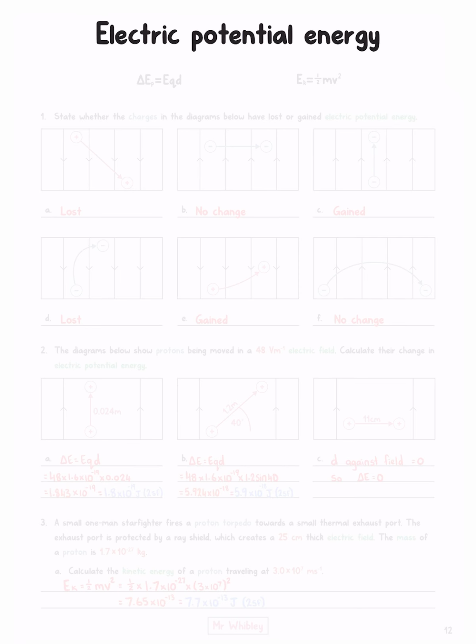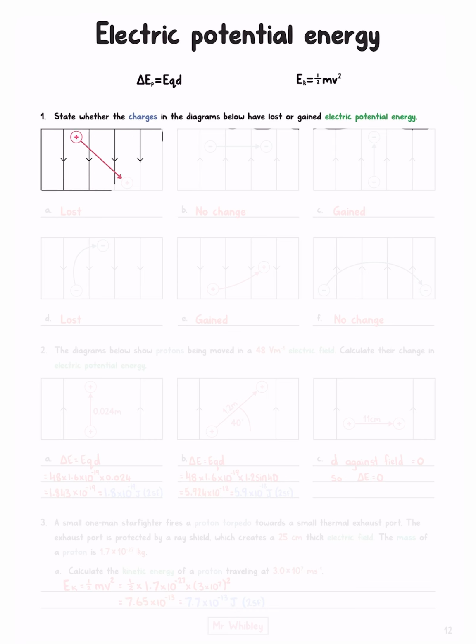Electric potential energy. Question 1. State whether the charges in the diagrams below have lost or gained electric potential energy. In our first diagram, we have a positive charge moving with an electric field. Positive charges experience a force in the direction of the electric field, and so to store energy in the electric field, we would need to move against this force. Because we're instead moving with the force, we have lost electric potential energy.